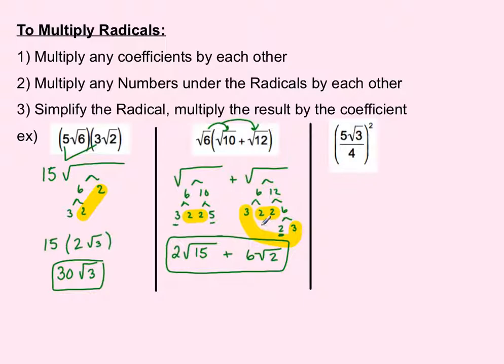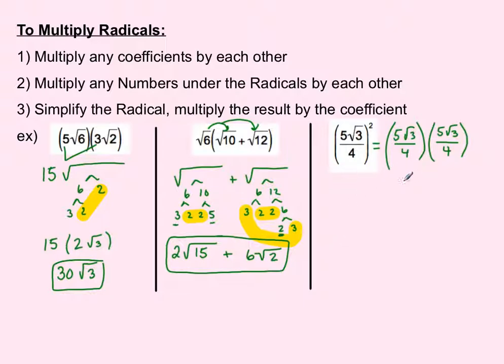The last type of example where you might see multiplication is just when I ask you to square something that has a radical involved. We need to remember our exponent properties. To square something means to multiply it by itself. So this is really what this question is asking us to do. I encourage you to just write it out because I don't want you to forget to square the numerator or the denominator or the radical, etc.